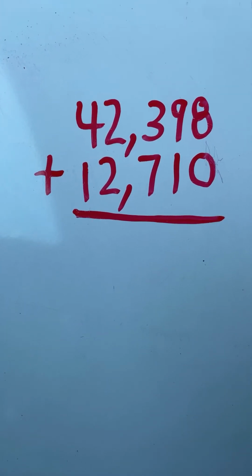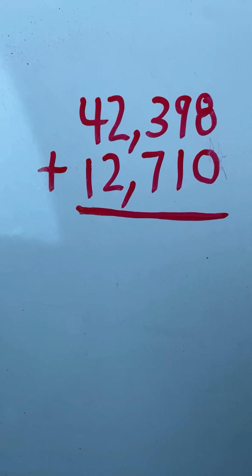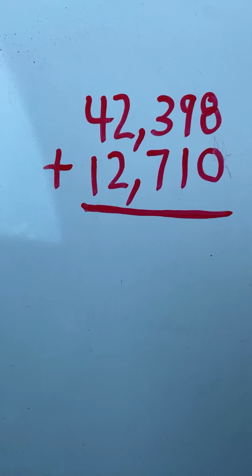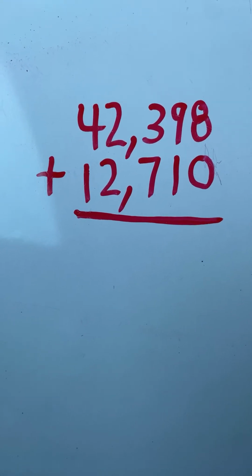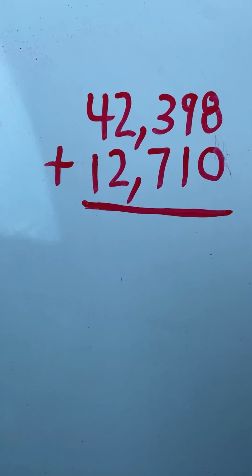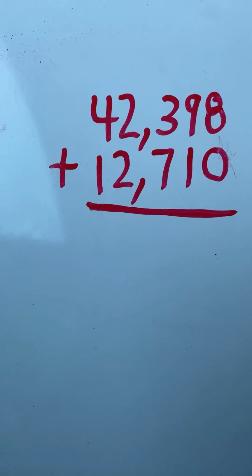So this video is going to be a review of multi-digit addition with regrouping. 42,398 plus 12,710 is our first example problem. And I'm going to go through step by step how to solve that problem.